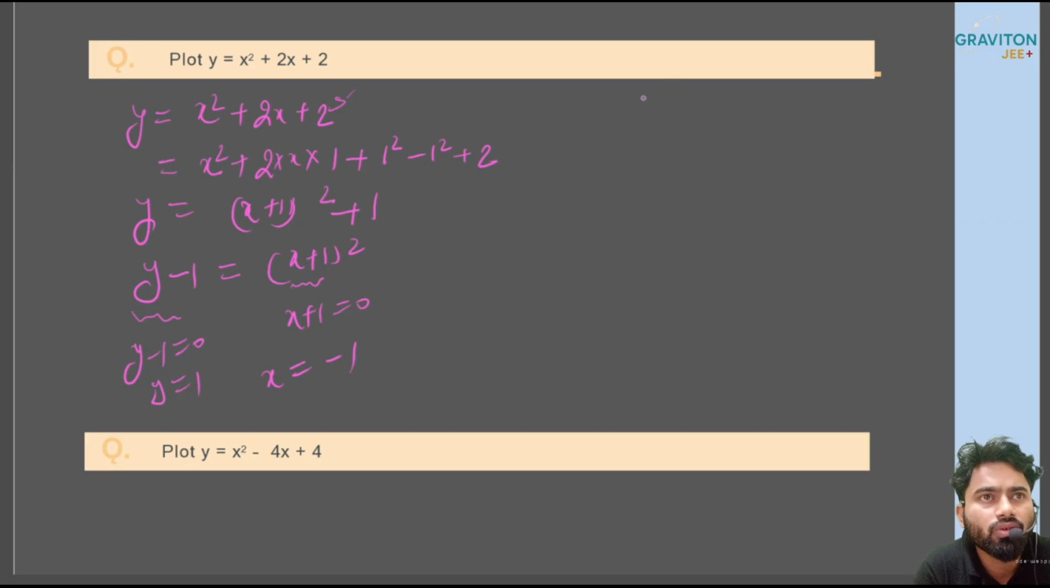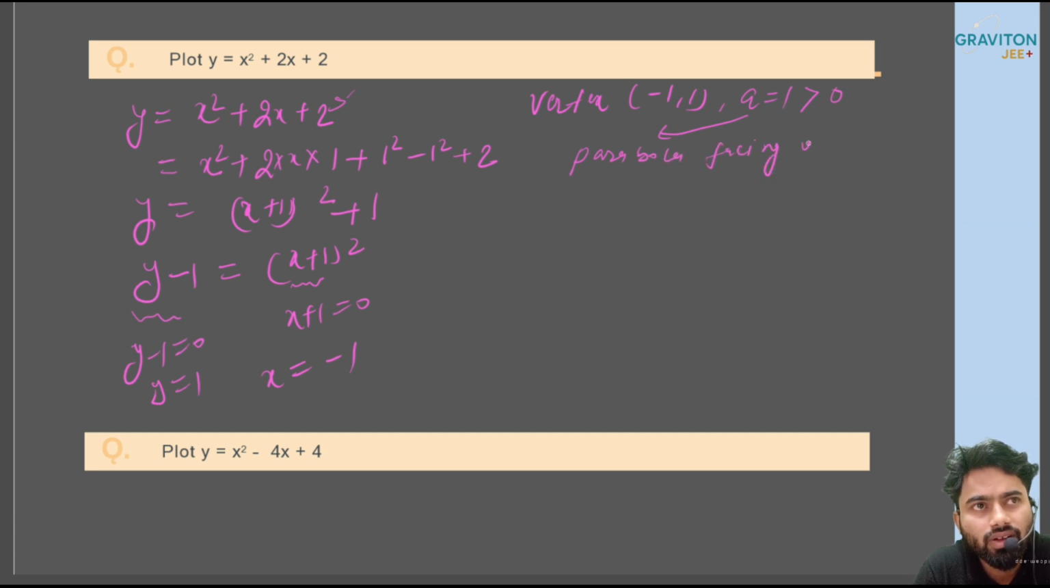So from here you can conclude that the vertex will be minus 1 comma 1. And you look here, the leading coefficient is nothing but 1. Here a is equal to 1, that means this is greater than 0. That means the parabola will be facing upward. What this implies? This implies that the parabola is facing upward.